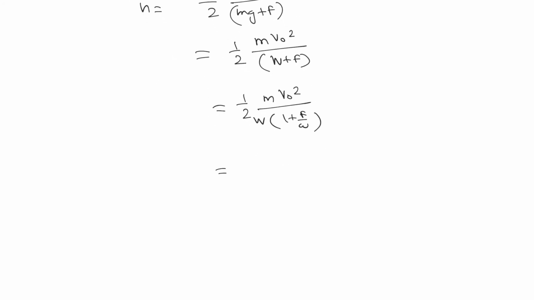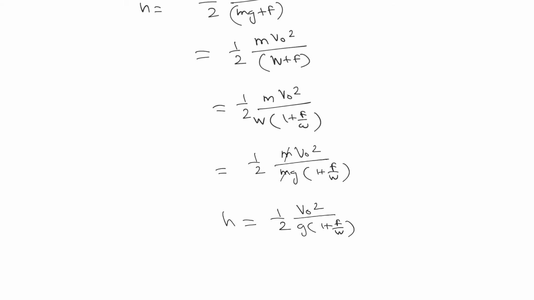Now writing this W as m into g, we get half m v naught square divided by mg into 1 plus F divided by W. So we can cancel this m, and h is going to be half v naught square divided by g into 1 plus F divided by W.